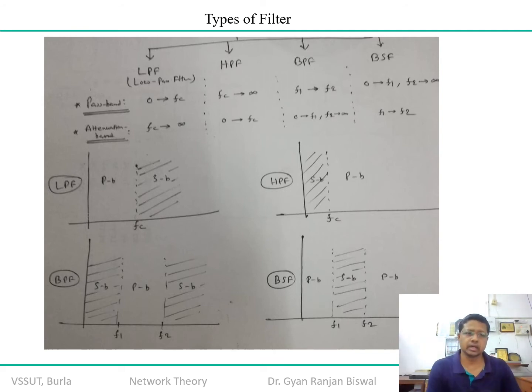So in that case, this type of filter, as we said, is allowed to pass the range from 0, and anything below the cutoff frequency is called the low frequency. Now, what is the characteristic of the high pass filter, or can you define the high pass filter?